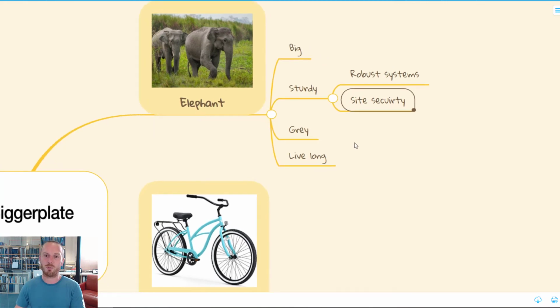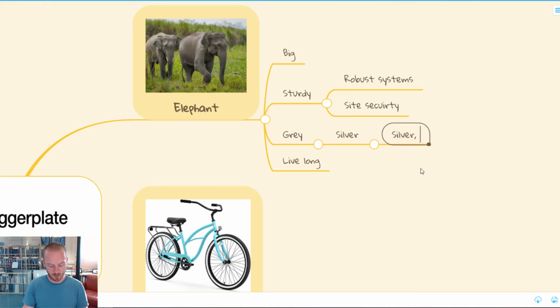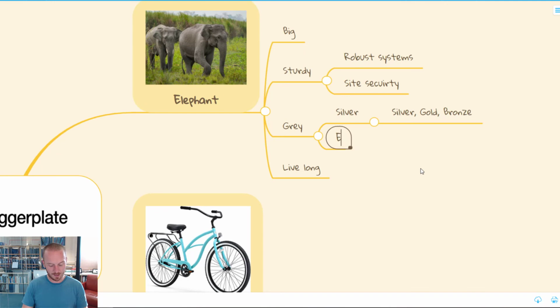So we can just start to prompt and pull out all these ideas. Now, I've gone pretty practical quite quickly there, but you just need to play around with the idea. Well, what's grey? Grey could also be silver. We could think about maybe Biggerplate could do silver, gold, bronze memberships instead of our pro memberships. Silver, maybe elderly comes to mind. Maybe Biggerplate should be doing something to teach elderly people how to use mind mapping, whatever that means. Who knows where the thoughts might take you?